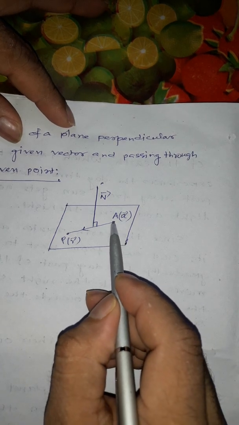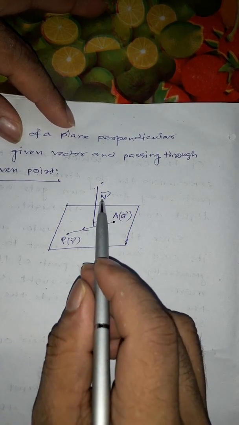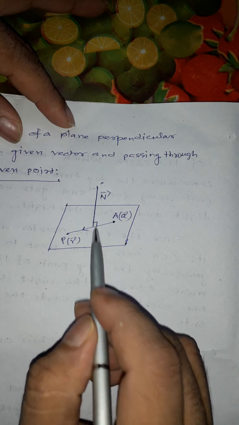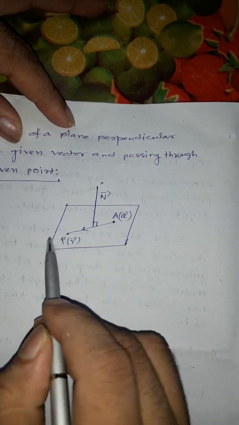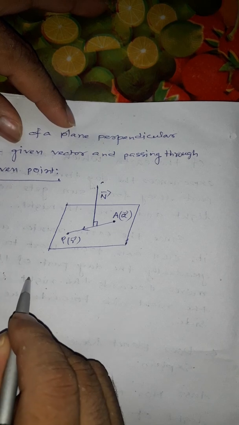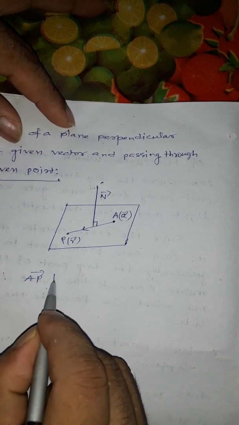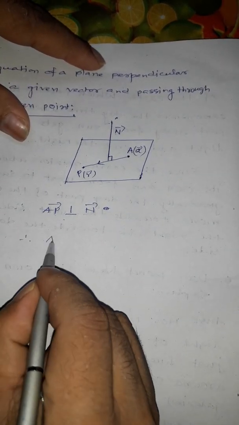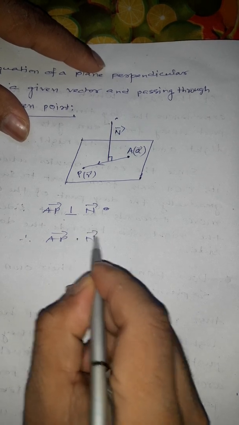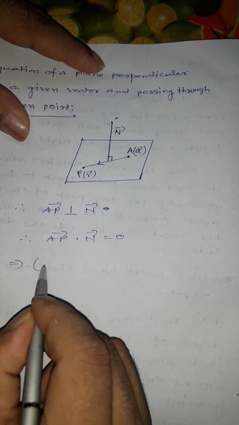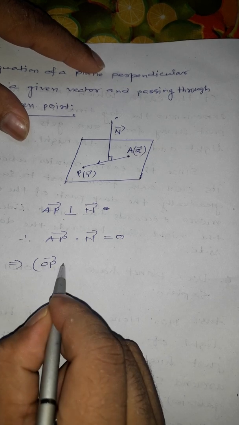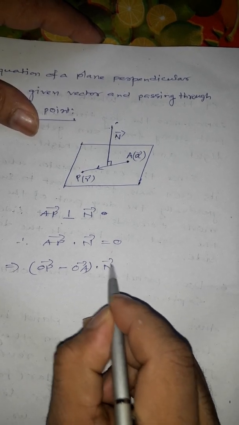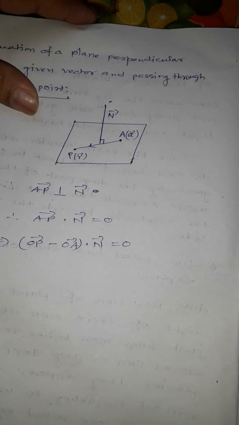The plane passes through a fixed point A and is perpendicular to a given vector n. P is any point. Then this n vector, the normal vector, will be perpendicular to AP. Therefore AP is perpendicular to vector n, so their dot product will be 0. So AP dot n will be 0. AP is the position vector of P minus the position vector of the point A, dot n equal to 0.